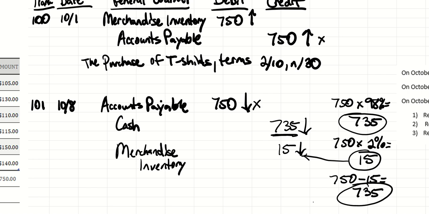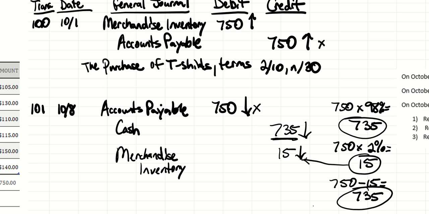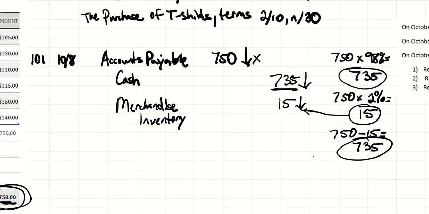So when you credit $15 into the merchandise inventory account, now the balance in the merchandise inventory account is $735, which matches the cash amount as well. All right. So let's say that the payment was made after the discount period. So we're just going to take transaction 100. That's what we're going to be focused on, because we're going to go off of that transaction, not the second transaction, because this second transaction here, I'll just put it down here.